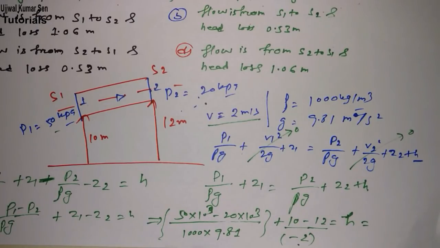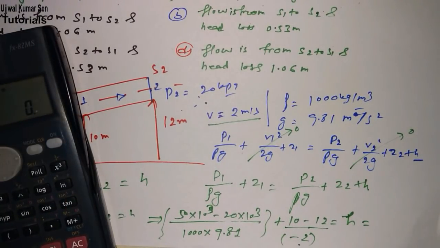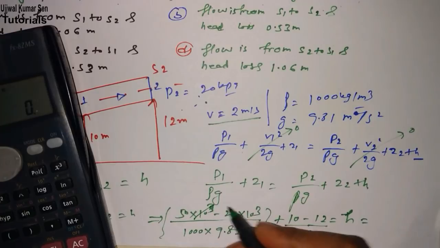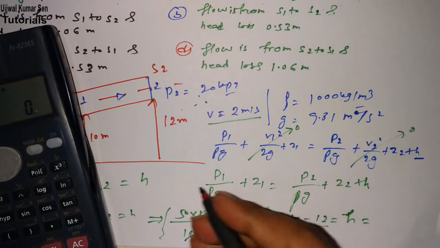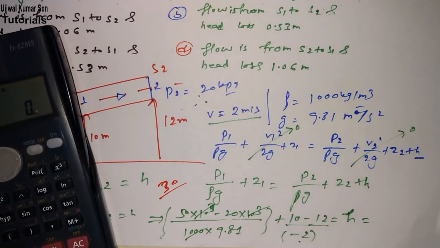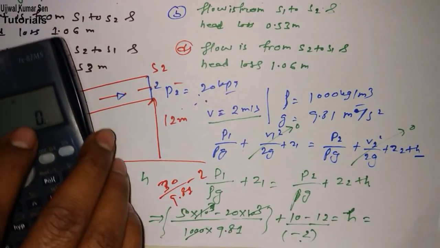After calculation, we can find out the answer. So let's go for it. Okay, now think about this. I mean, just simple calculation we can do without calculator. This one and this one get cancelled. Now 50 minus 20 would be 30, divided by 9.81, minus 2 is the head loss, right?